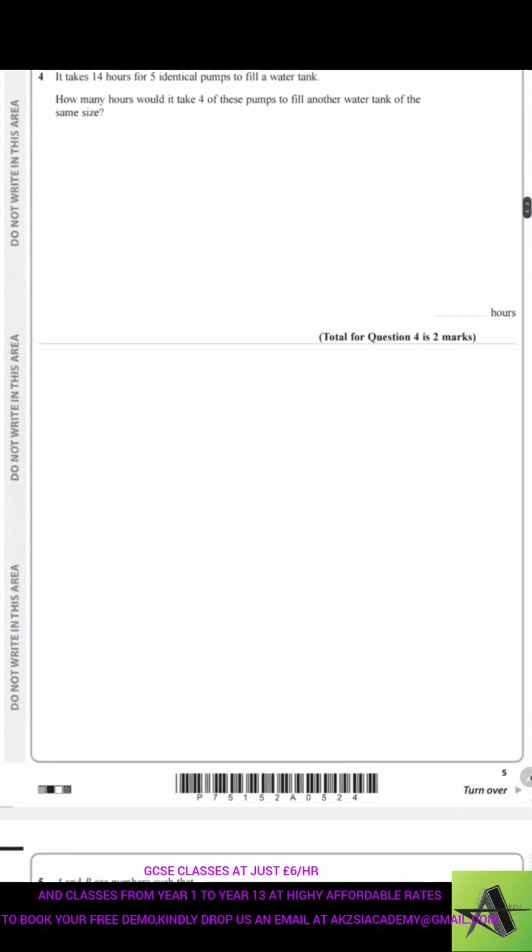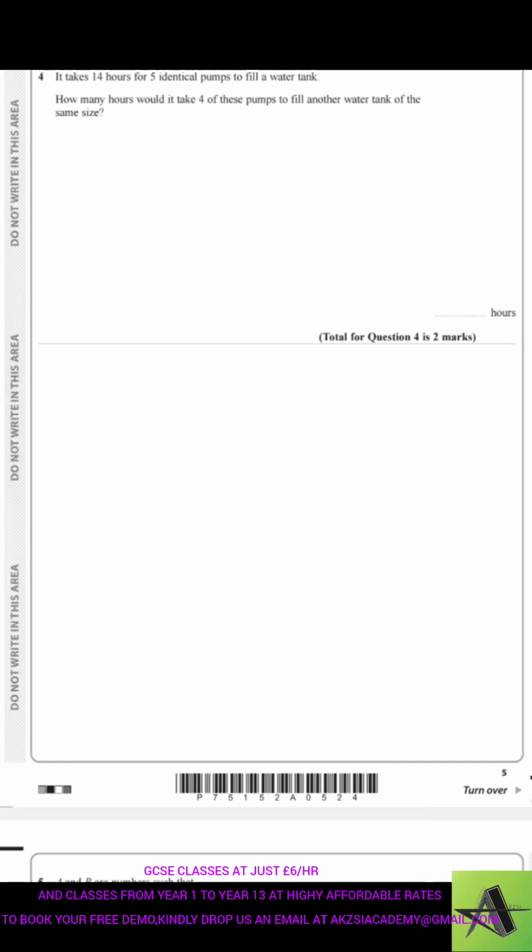The next one says it takes 14 hours for 5 identical pumps to fill the water. How many hours would it take for 4 of these pumps to fill another water tank of the same size? See, this is a question of inverse relationship. So before that, if you're not aware of inverse or direct relationship, let me just explain.